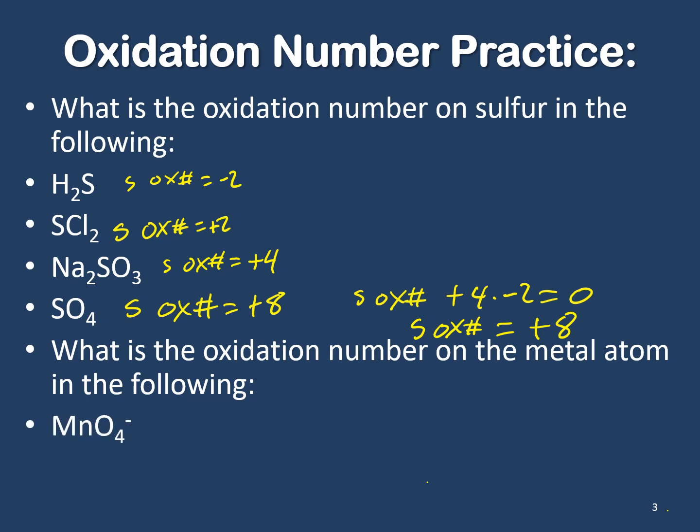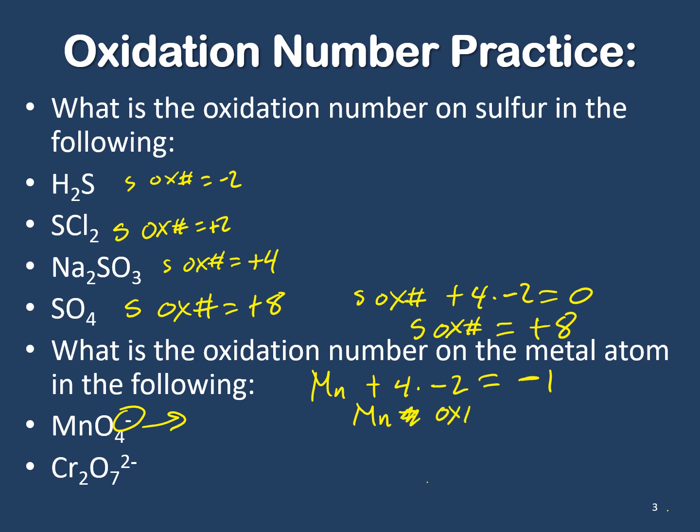Let's do some other calculations here. We have two more. So here's an ion, right? So we know the oxidation number of Mn plus 4, because there are 4 oxygens, times -2, the oxidation number of oxygen, has to add up to -1, our charge on the ion. Now we're being asked to solve for the metal, which is manganese. So we just rearrange and we solve. If you look here, manganese's oxidation number is equal to +7 in this ion.